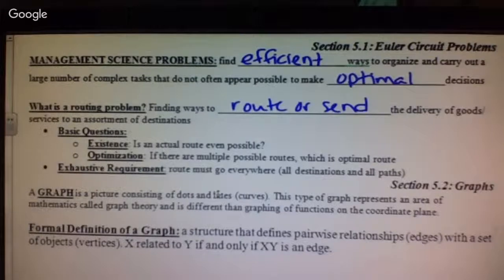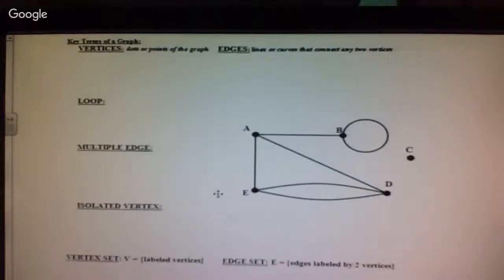So we're going to graph, but you're not plotting 2, 3. Our graphs will consist of dots and lines, though. Okay, so as always, we have to look at some definitions first. Okay, so we've got some key terms we need to talk about.